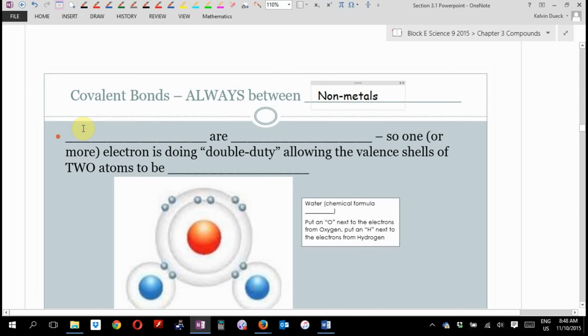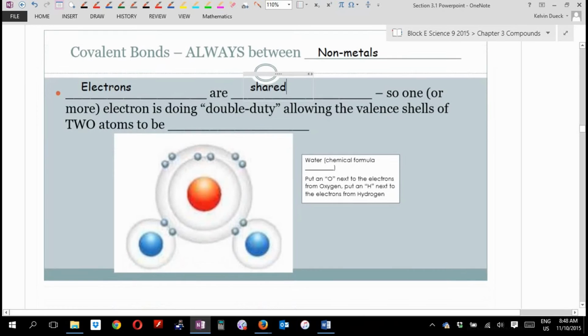That's a covalent bond. I can tell you that right now. So, electrons are shared. So one or more electron is kind of doing a double duty by allowing the valence shells of two different atoms, or more, but we'll keep it simple, two different atoms to be full. Did I give you this picture in your notes? I did, yes? Okay, this gives you an idea.